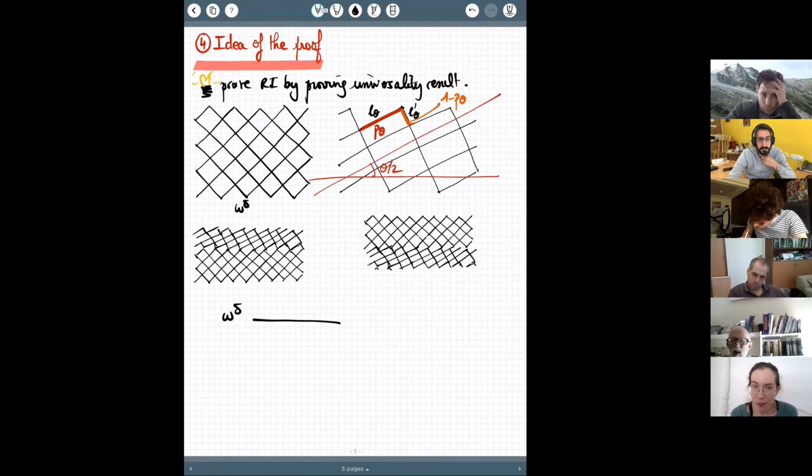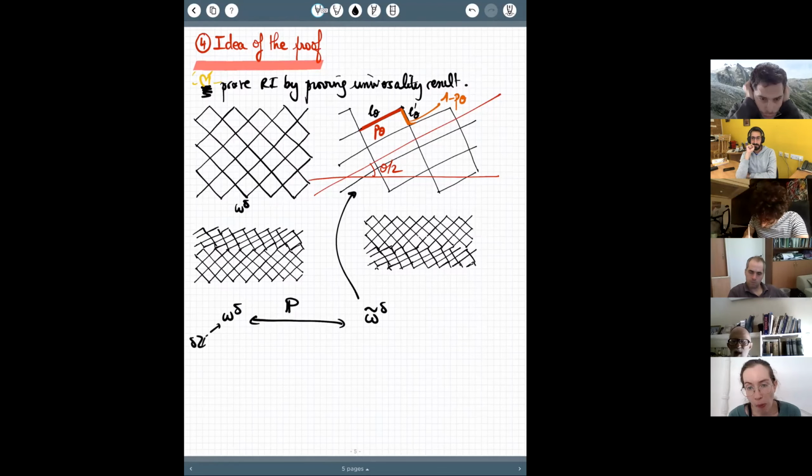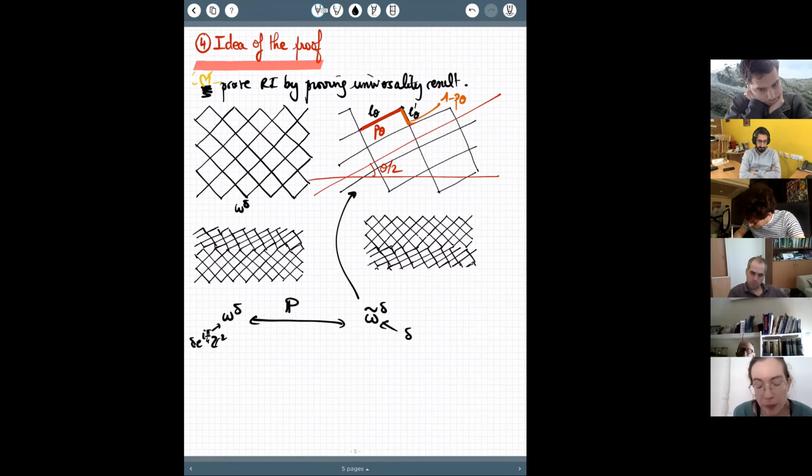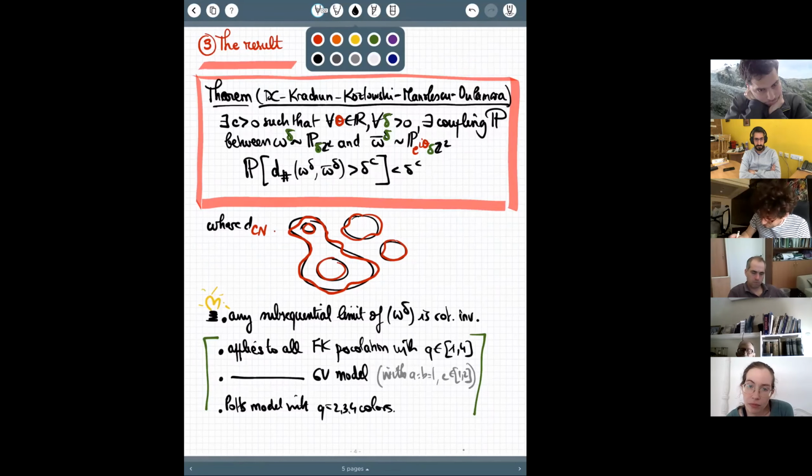And what I'm going to do is find a coupling P between omega delta and omega tilde delta, which is defined on delta times this graph. So here it's on delta Z2, or to be more precise, delta e to the i pi over 4 Z2. And here it's going to be on delta times this graph. And when I say a coupling, I'm going to call it a truthful coupling. I just mean a coupling that satisfies this property.